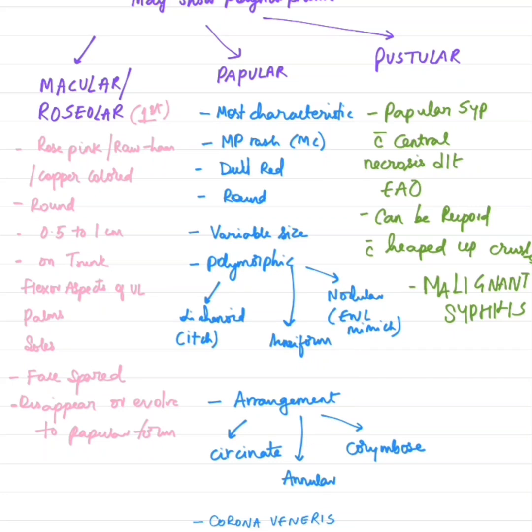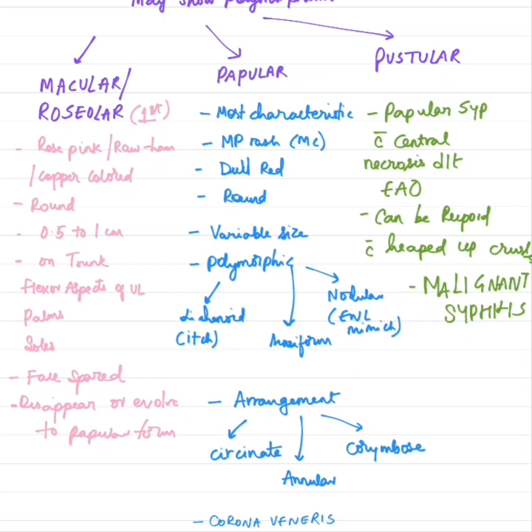Macular syphilid is the first type of rash that appears, and it is rose, pink or raw ham or copper colored, and the lesions are round, 0.5 to 1 centimeter in size, and they are seen on the trunk, flexor aspects of the upper limb, palms and soles. The face is spared, and the macular lesions may disappear or they may evolve to the papillar form.